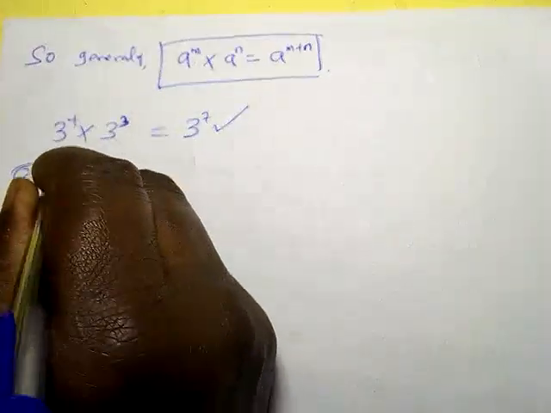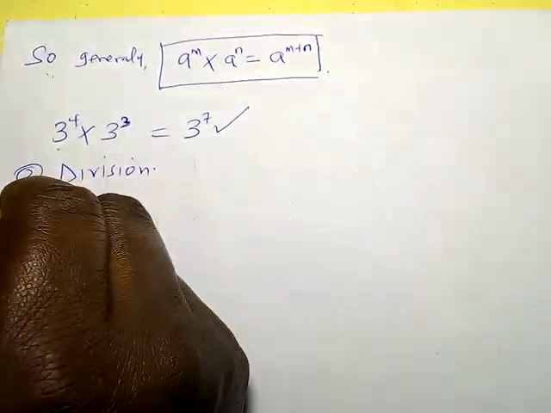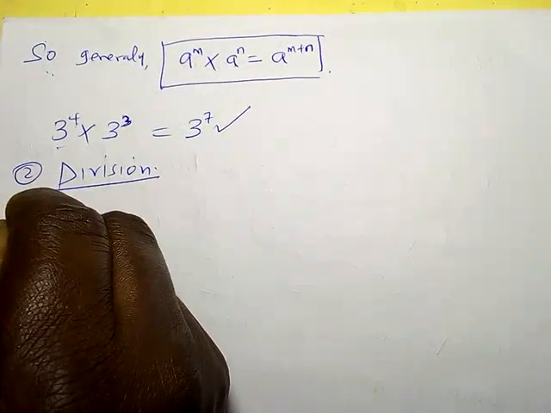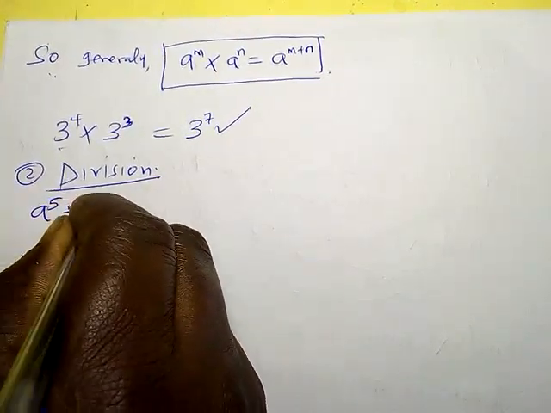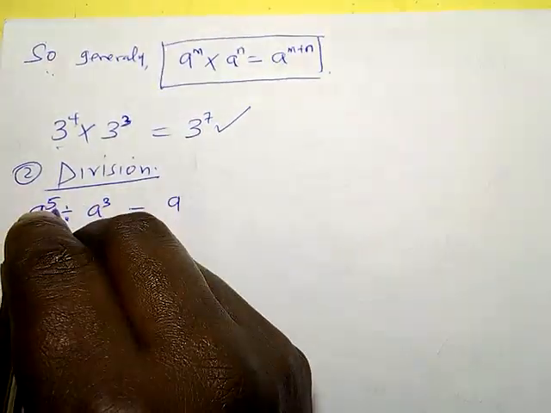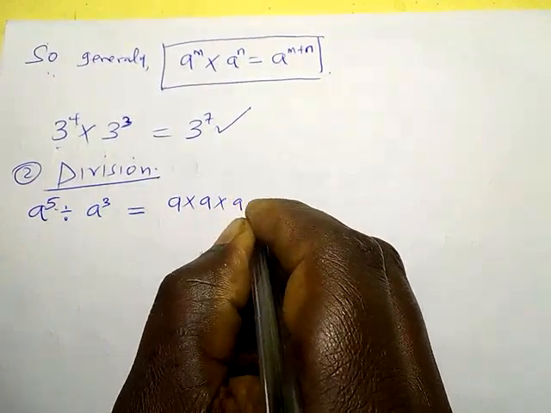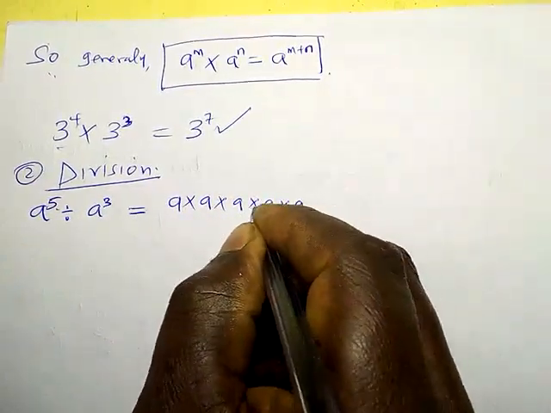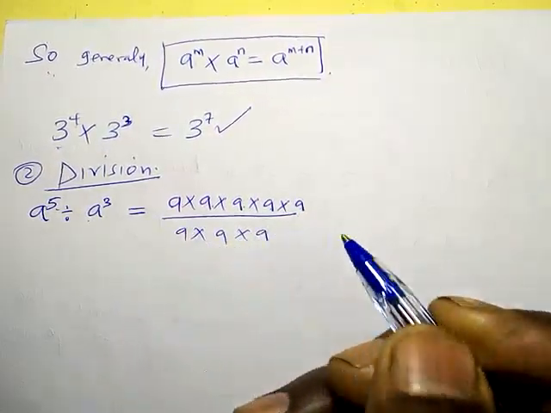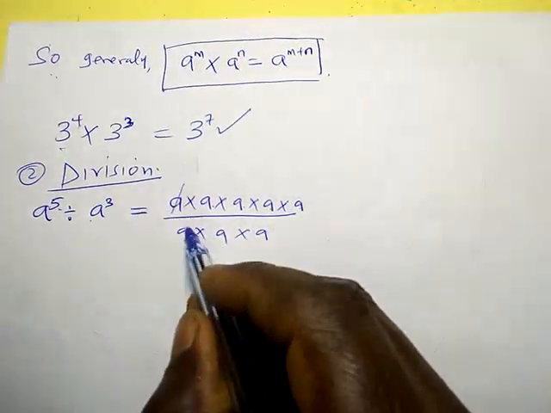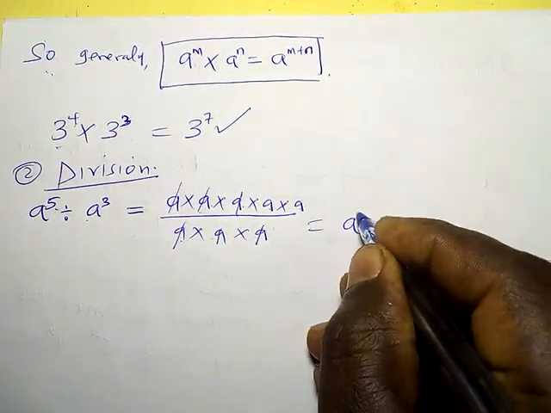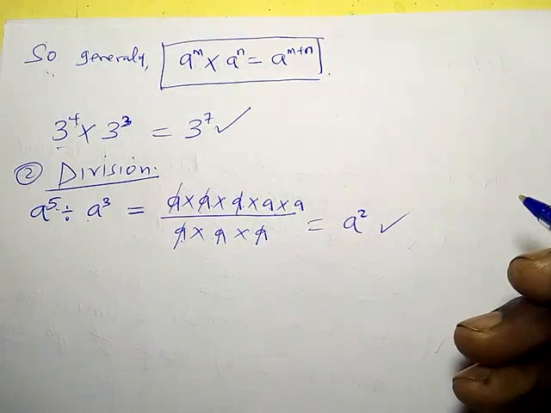Number 2, division. We know very well that a raised to power 5 divided by a raised to power 3 is the same as a times a times a times a times a, 5 times, divided by a times a times a. So this a cancels this one, this one cancels this, and this one cancels here. The answer is a squared, a raised to power 2, so that is the answer.